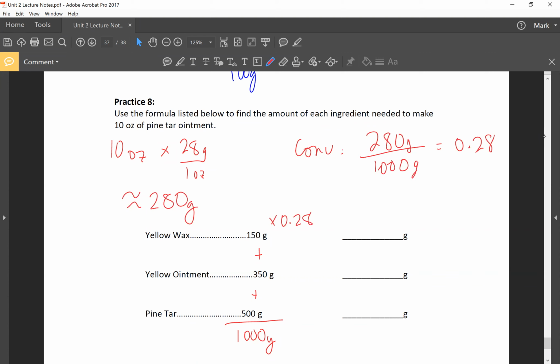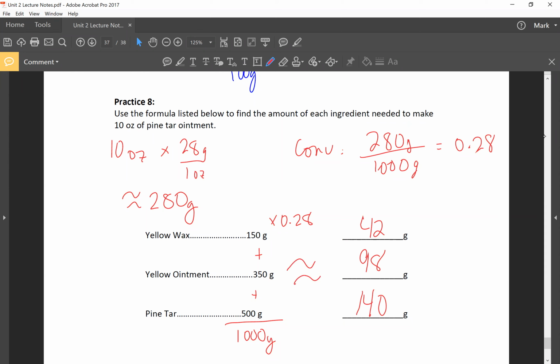And again, this is going to give me some pretty rounded answers. I like to keep these a bit rounded if I can. So this is about 42 grams. If you had 42.5, that's perfect. 350 times 0.28 would be about 98 grams. Again, if you had 99, that's fine. And then 500 times 0.28 would be around 140. Again, if you had 141 or 142, that's fine.